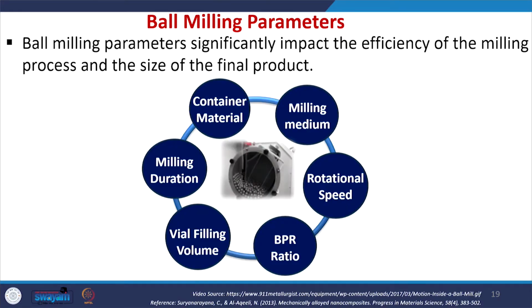Next we are going to learn the various ball milling parameters and how these parameters will affect the final product, the size of the final product. Under these ball milling parameters, we are going to learn the container material, milling medium, rotational speed, BPR ratio, milling duration, as well as the vial filling volume. Let me explain one by one in detail.